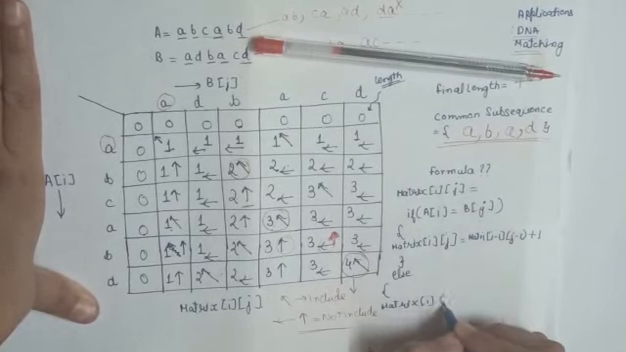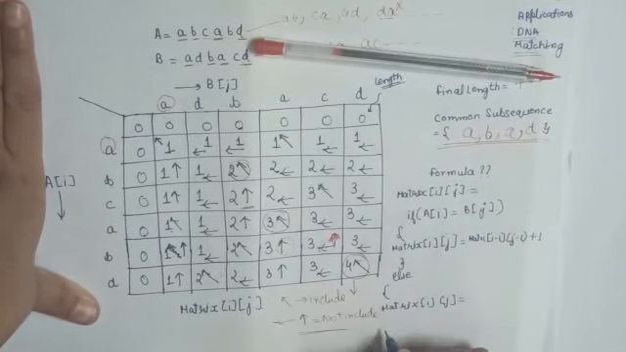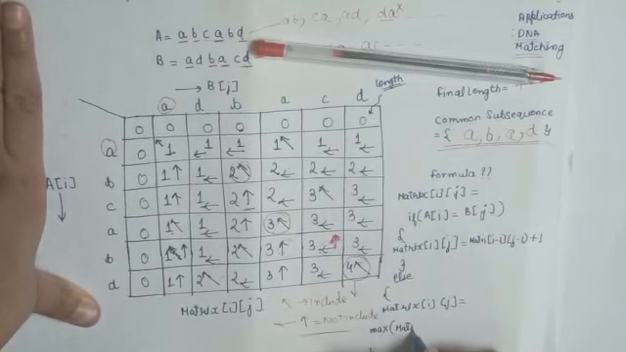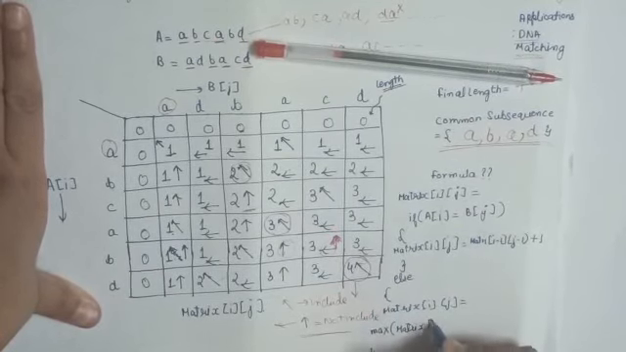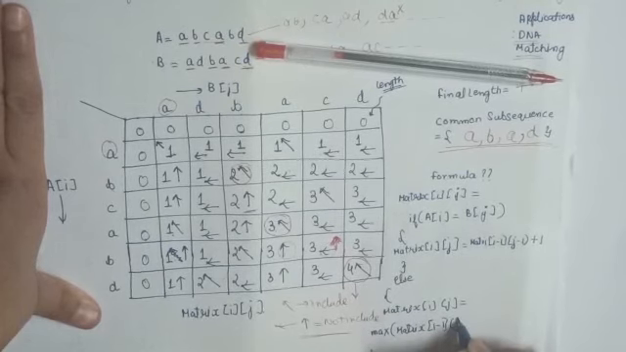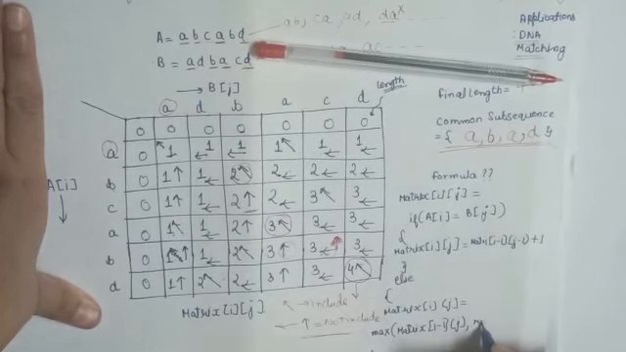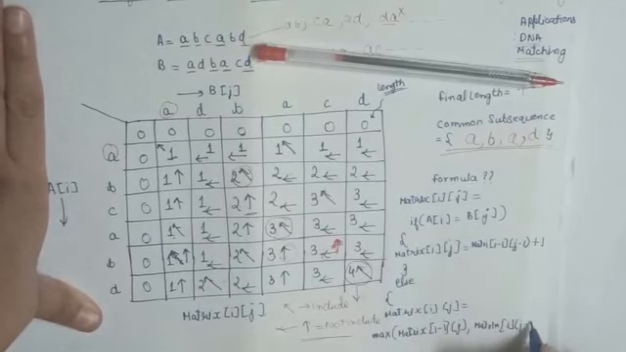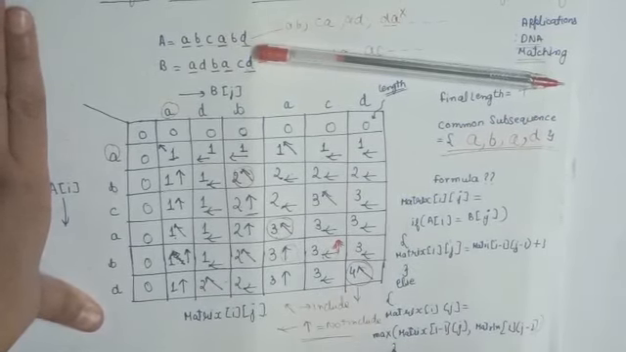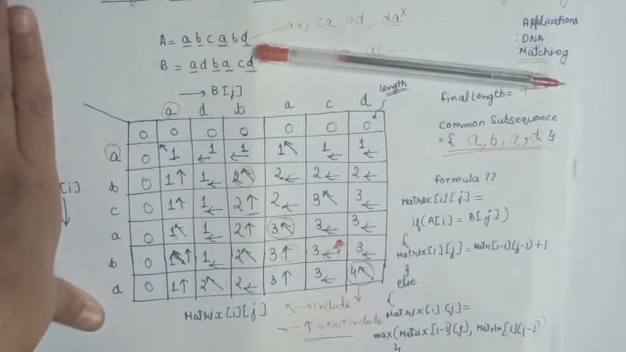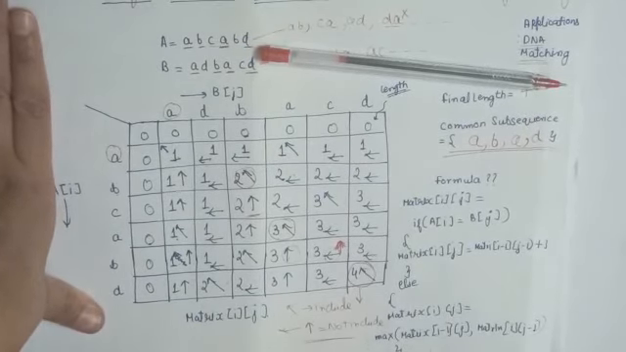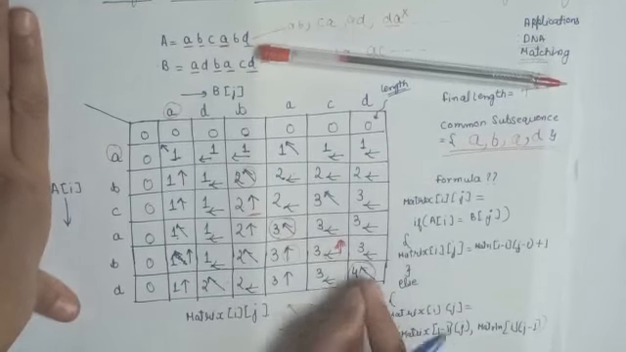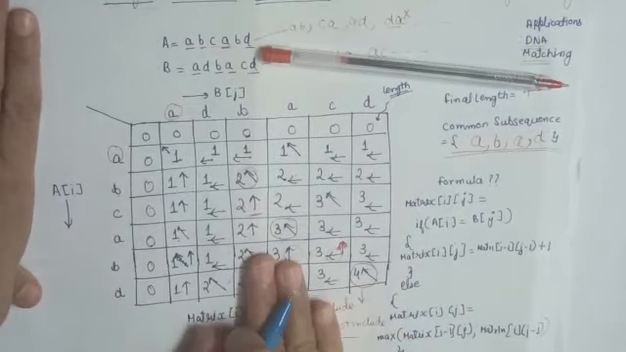Else if these both values are different, what will be the value of matrix i, j? Matrix i, j value in that case will be equal to the maximum of matrix i minus 1, j comma matrix i, j minus 1. I hope this formula is clear. You can see this formula can be applicable to any of the cells.